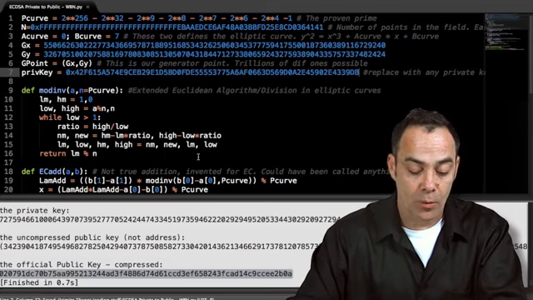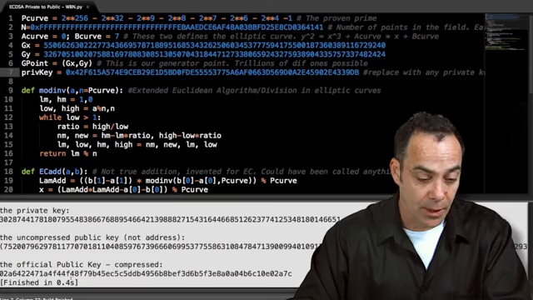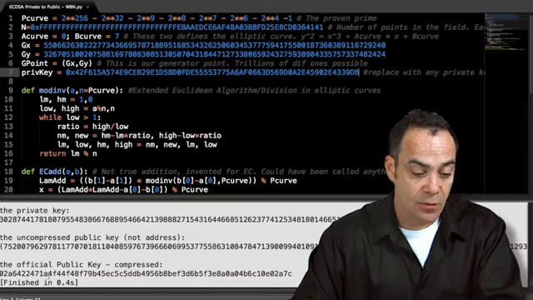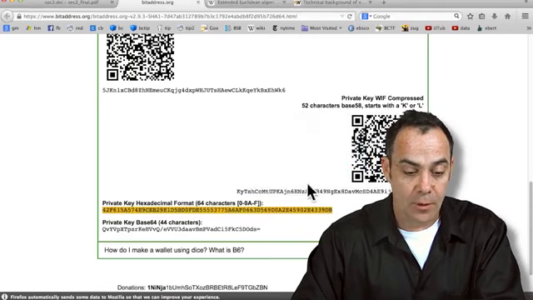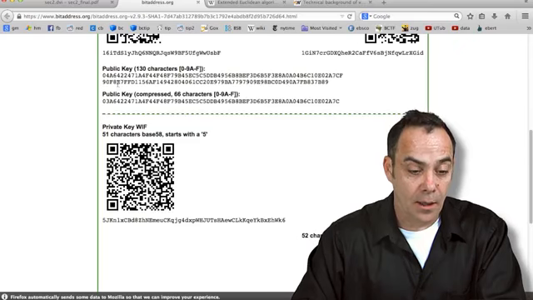And we can run our code with a new private key. And we get a public key of A64224, and we can go and see if that's right. Okay, and there it is, A64224.